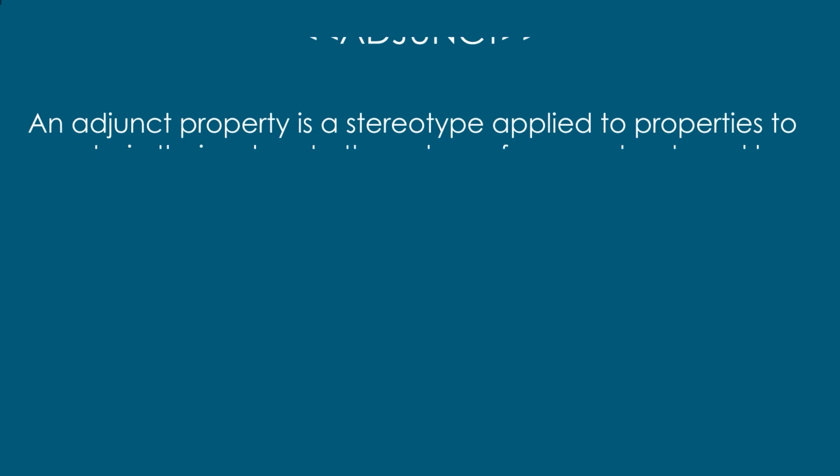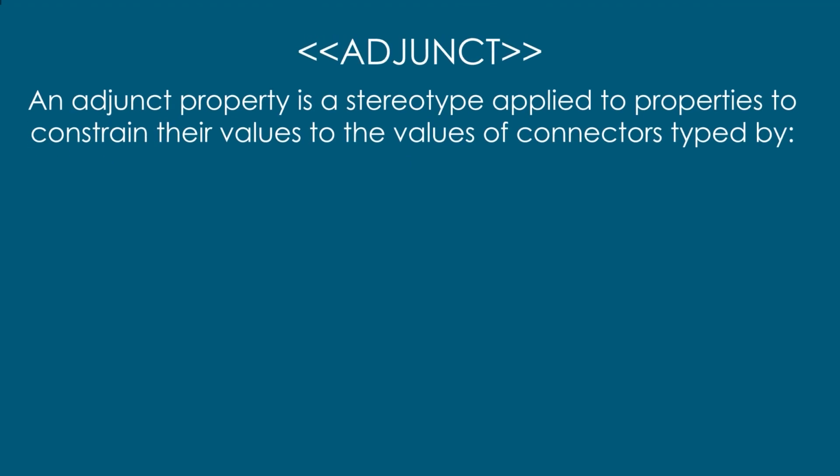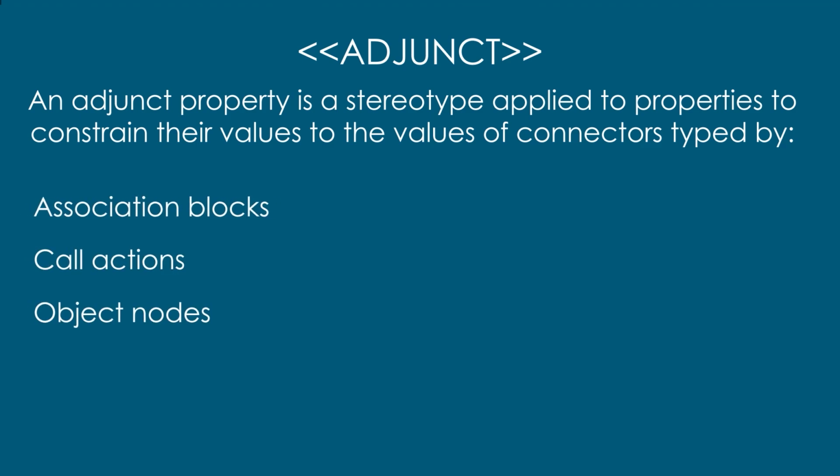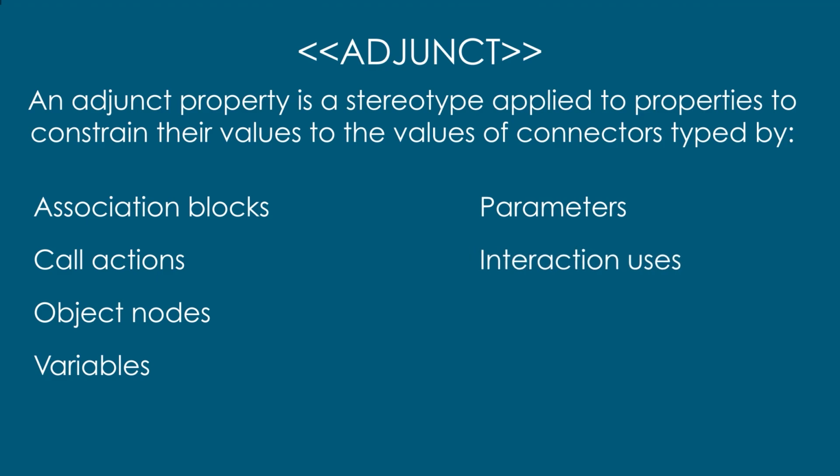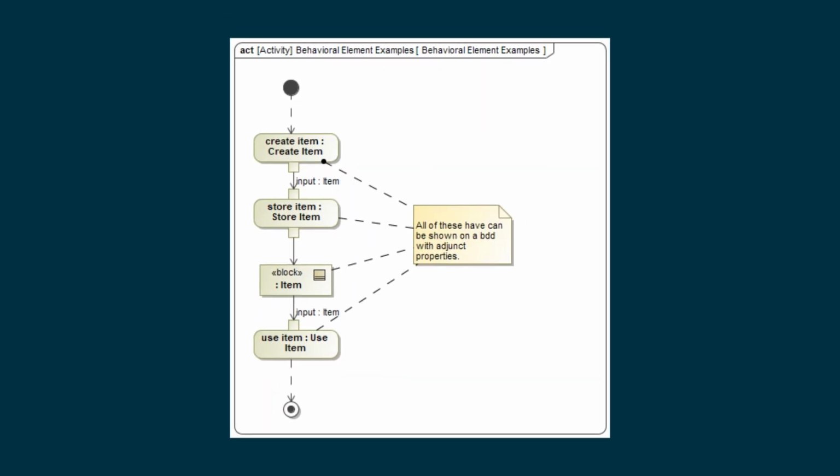First off, what is an adjunct property? An adjunct property is a stereotype applied to properties to constrain their values to the values of connectors typed by association blocks, call actions, object nodes, variables, parameters, interaction uses, and submachine states. For a behavioral diagram like an activity diagram, the call action is things like the call behavior action. And for object nodes, that could be something like the data store node or the buffer node.